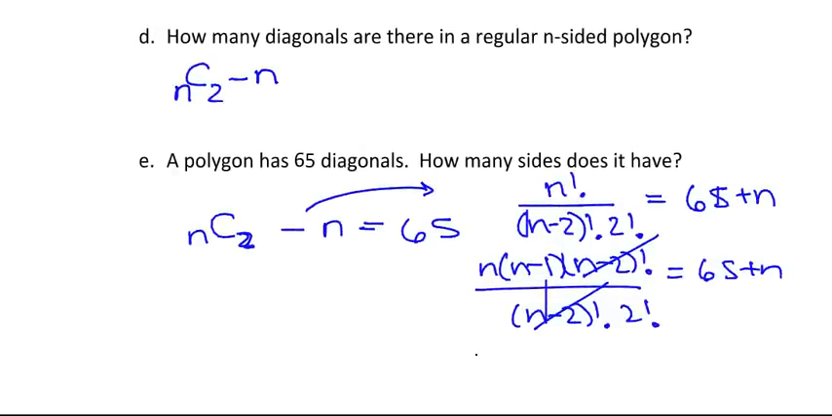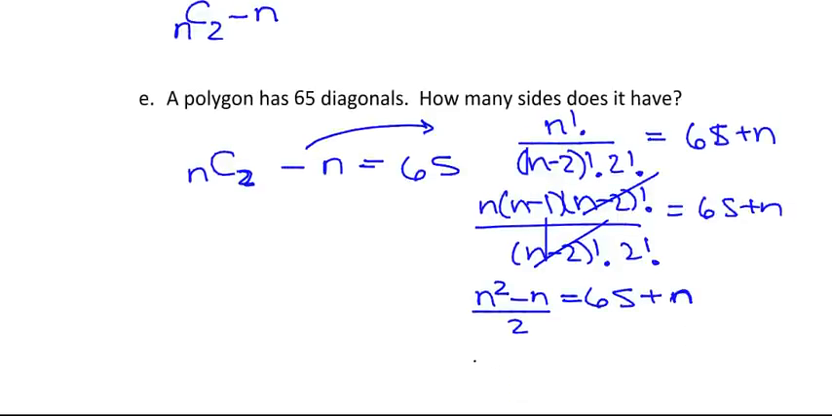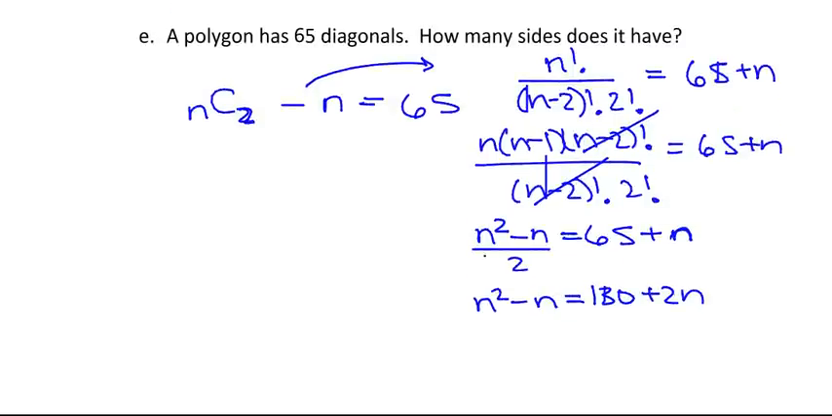Now I get n squared minus n over 2 equals 65 plus n. And there we go. So n squared minus n equals, I'm going to multiply both sides by 2. So 65 times 2 is 130 plus 2n. And then I will bring everything to one side. N squared minus 3n minus 130 equals 0.